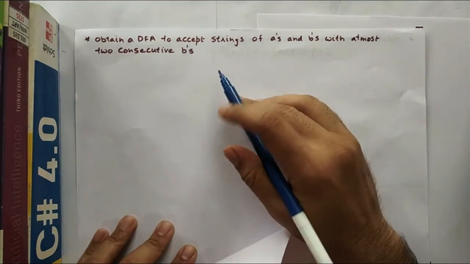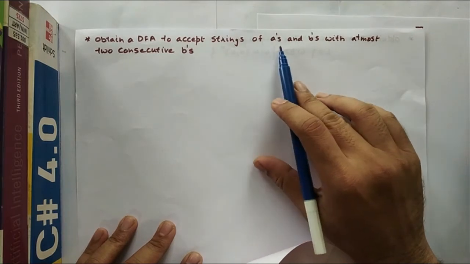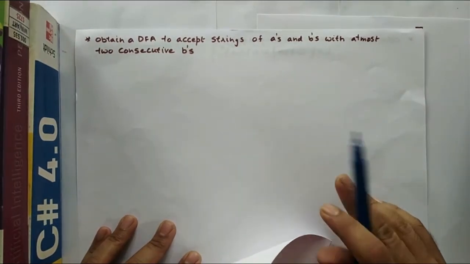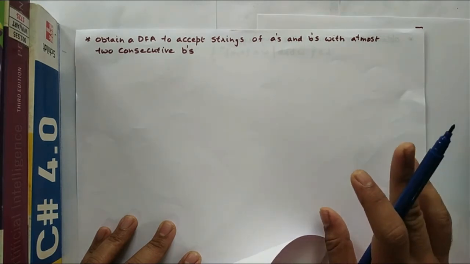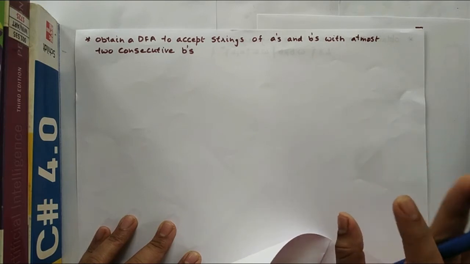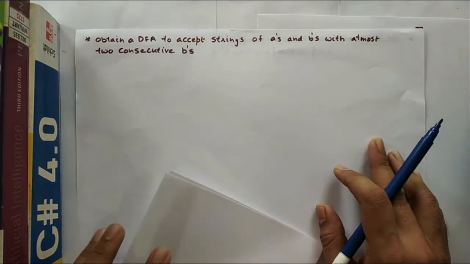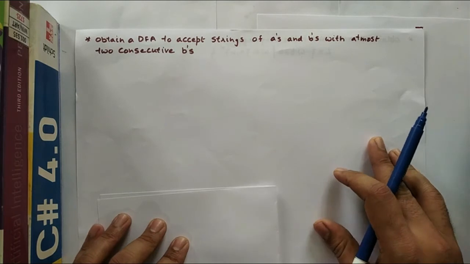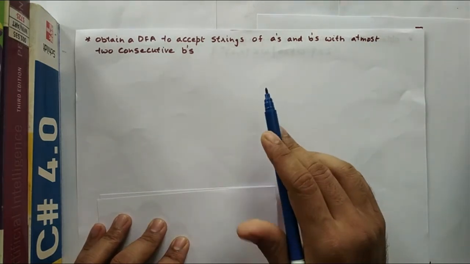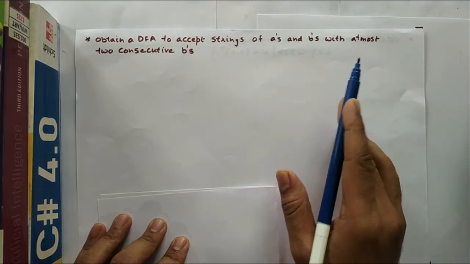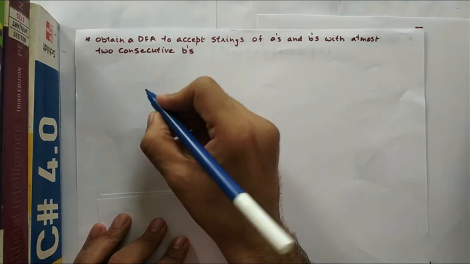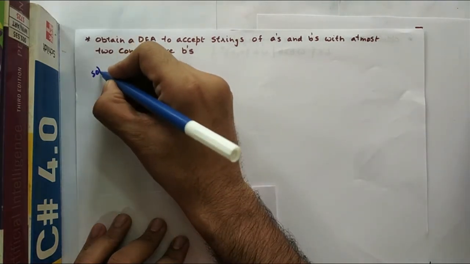Now in this problem, we are supposed to design a DFA to accept the strings of A's and B's with at most 2 consecutive B's. So maximum there could be 2 consecutive B's. If the third B comes into picture consecutively, then the string should be rejected. So then what is the minimum possible string? The minimum possible string is the one wherein there are exactly 2 consecutive B's, right? So let's solve this.